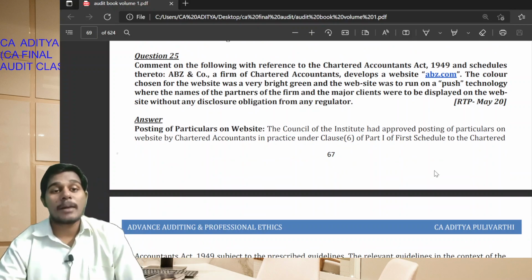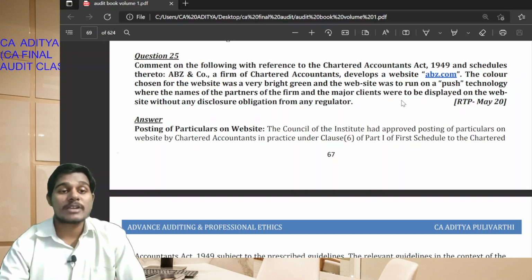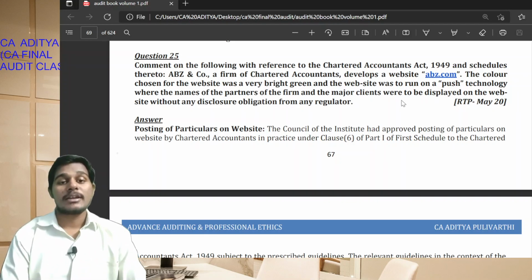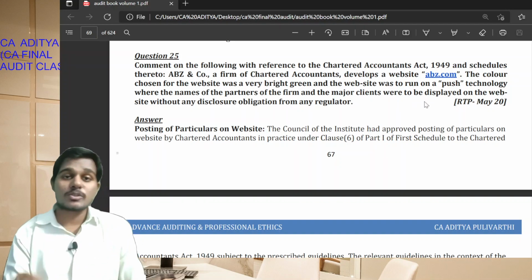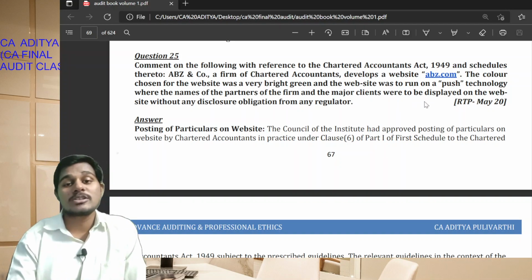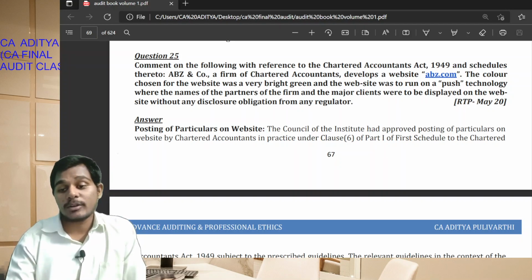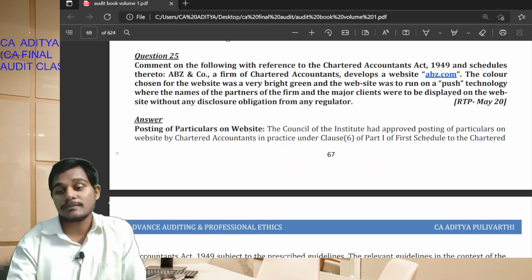ABZ and Co, a firm of chartered accountants, developed a website. The color chosen for the website was a very bright green. The website was also to run on push technology. See students, a website should always be on pull technology. In this case, it is push technology, so the chartered accountant, that is ABZ, will be guilty of professional misconduct. Okay, students.